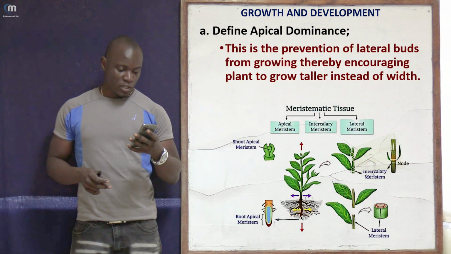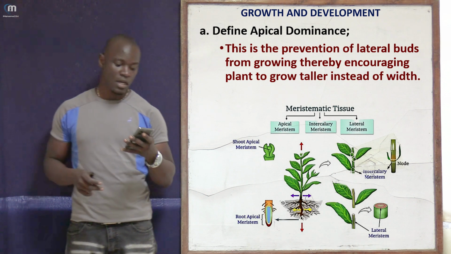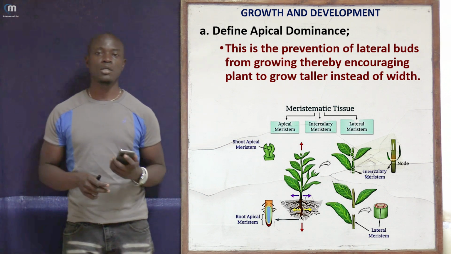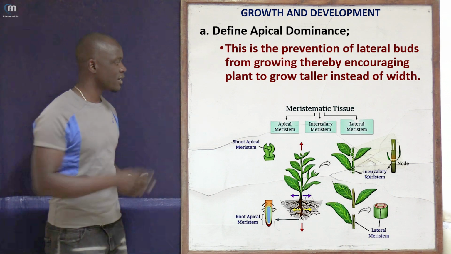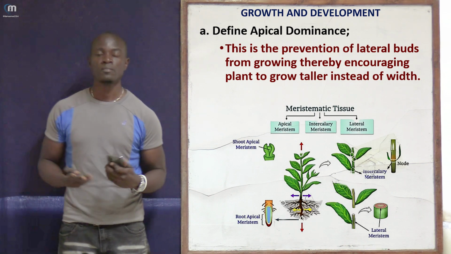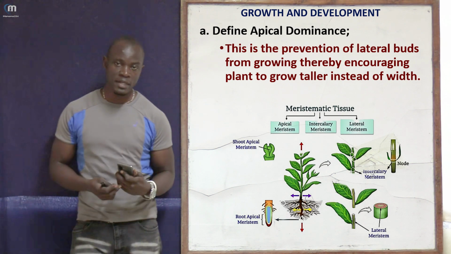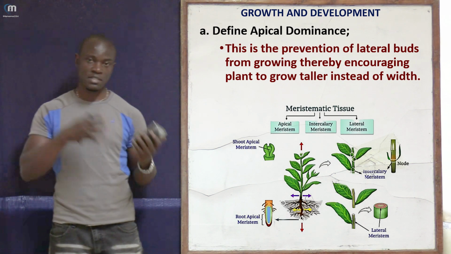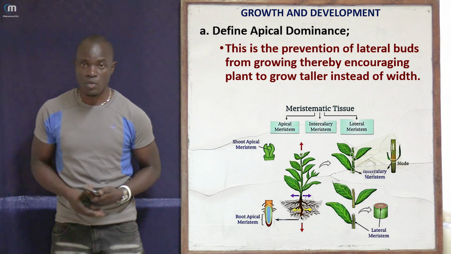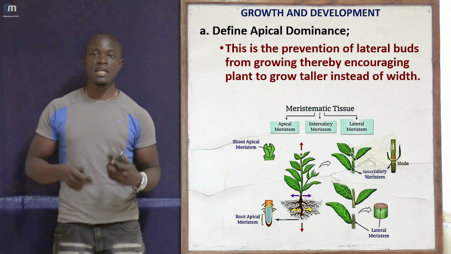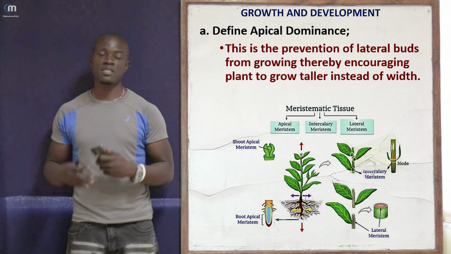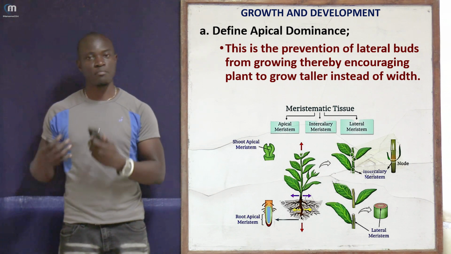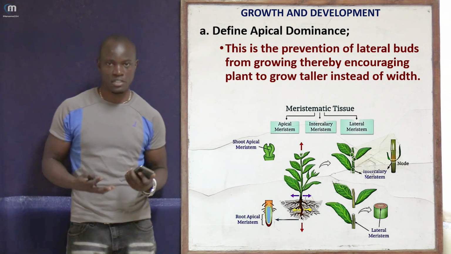So we go to the next question. It's asking, define the term apical dominance. So what is apical dominance? Remember this diagram, which we have gone through time and time again. We have defined apical dominance previously, but we are revising again. We can say this is the inhibition and prevention of the lateral branches from growing, which prevents the formation of side branches.